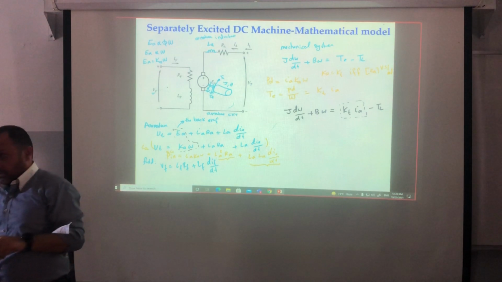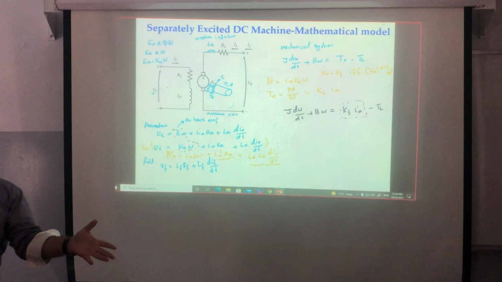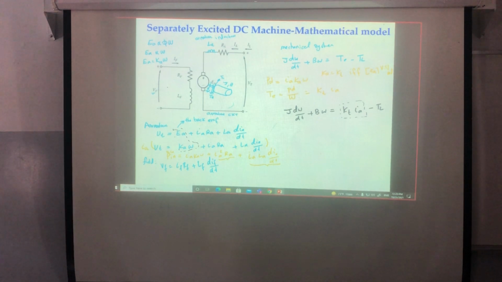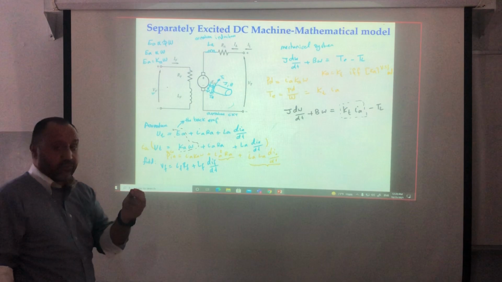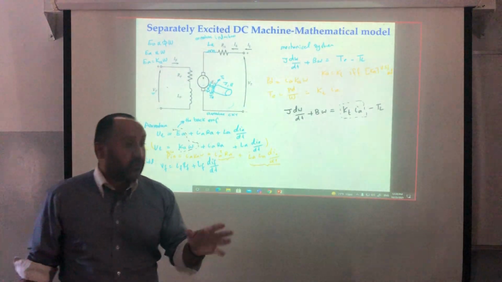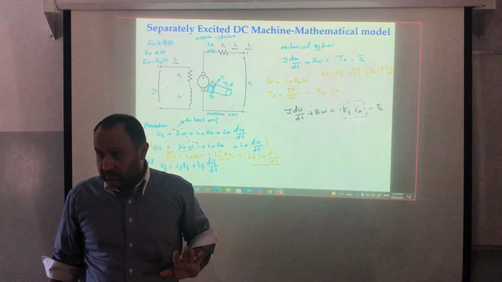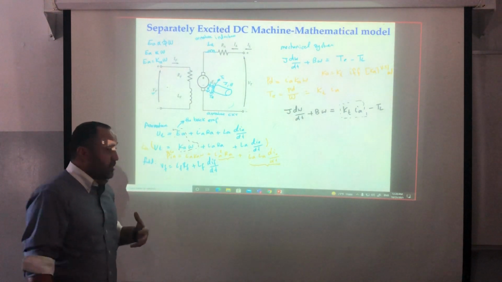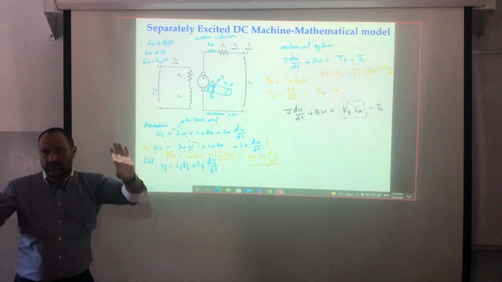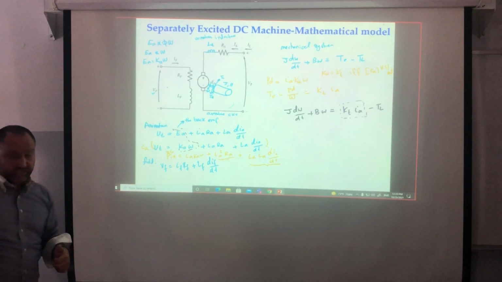This is what we call the armature controlled separately excited DC machine, which means that I'm fixing the field. And you know that if I need to fix anything, I will fix it at the rated value. The best condition for the machine is the rated value. So here I'm fixing the field. I'm not controlling the field. And I need to write the mathematical model to represent the armature controlled DC machine.